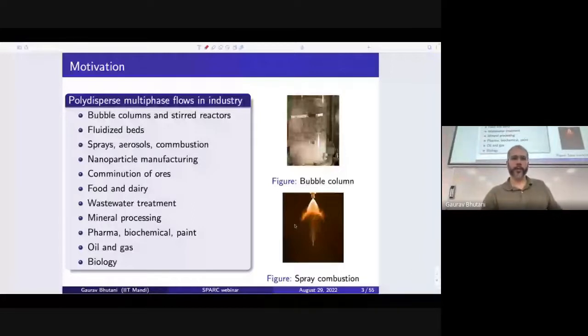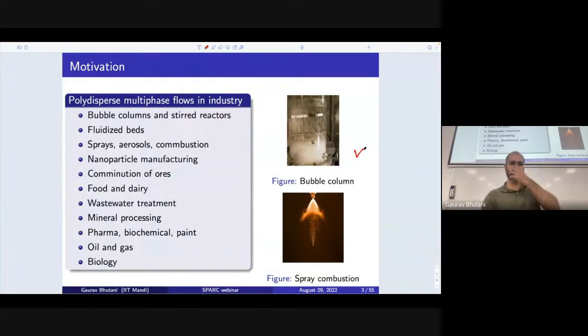All right. So next is motivation. What is the motivation behind studying polydisperse flows? Polydisperse flows find applications in a lot of industrial systems. I'll only talk about a few important ones, but there are many others in industry as well as sciences and nature. So bubble columns and stirred reactors. I talk about this first because we already have an image here. Plus, we'll also be discussing this application in the next 2 days as a dummy problem.